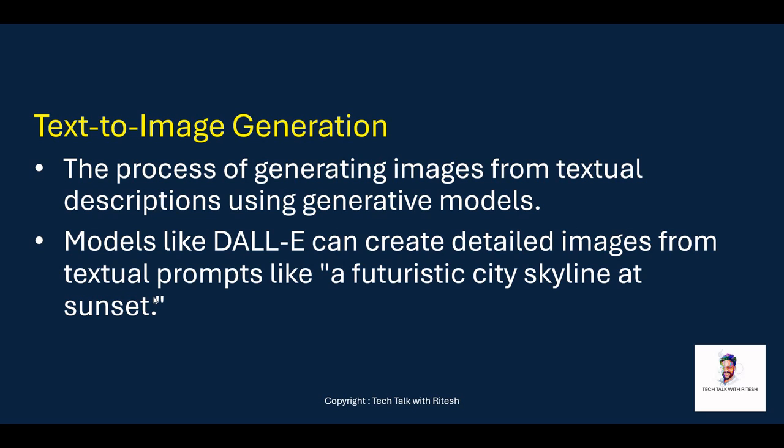Text to image generation, the process of generating images from textual descriptions using generative models. Models like DALL-E can create detailed images from textual prompts like a futuristic city skyline at sunset.